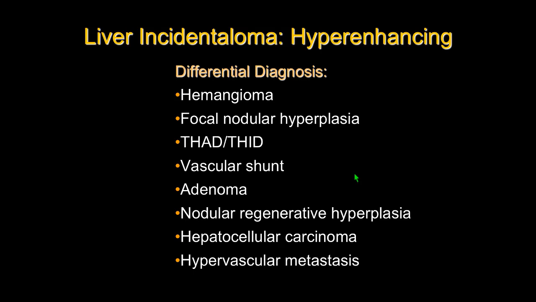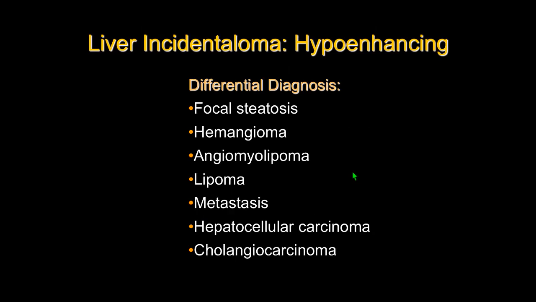For a hyper-enhancing incidental liver lesion, the things that we consider include hemangioma, focal nodular hyperplasia, transient hepatic attenuation or intensity difference, vascular shunt, hepatocellular adenoma, nodular regenerative hyperplasia, hepatocellular carcinoma, or hypervascular metastasis. And then, of course, there are all kinds of rare lesions like the ones that Johnny showed you that are much less common. Now, if we have a hypo-enhancing lesion, the things to think about include focal steatosis. Hemangioma can be hypo-enhancing on a standard portal venous phase CT.